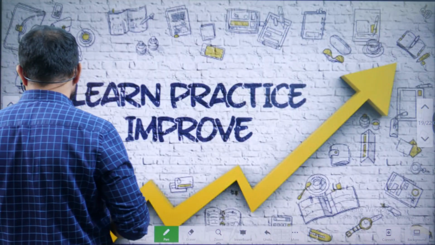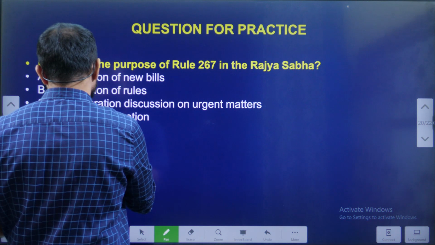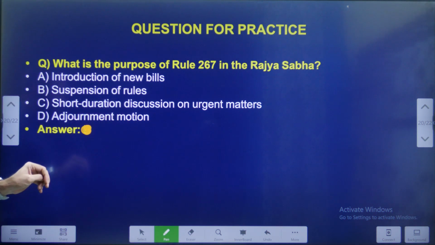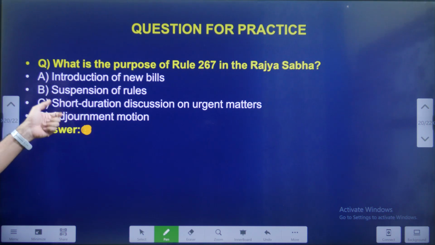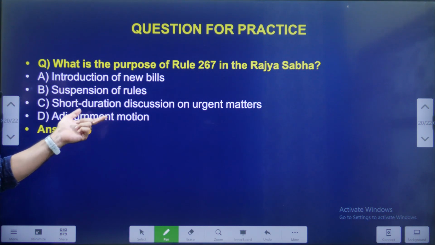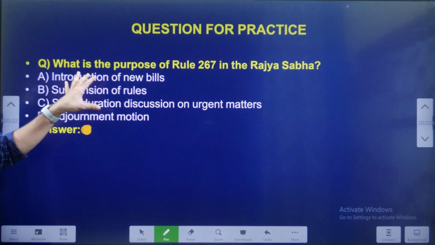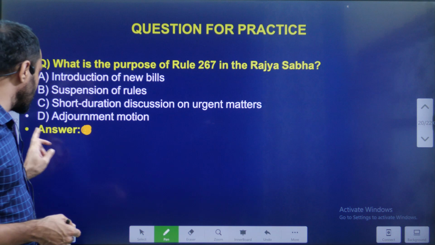Let's see today's question. What is the purpose of Rule 267 in Rajya Sabha? A. Introduction of new bills, suspension of rules, short duration discussion on urgent matters, and adjournment motion. What is the ultimate purpose of Rule 267?